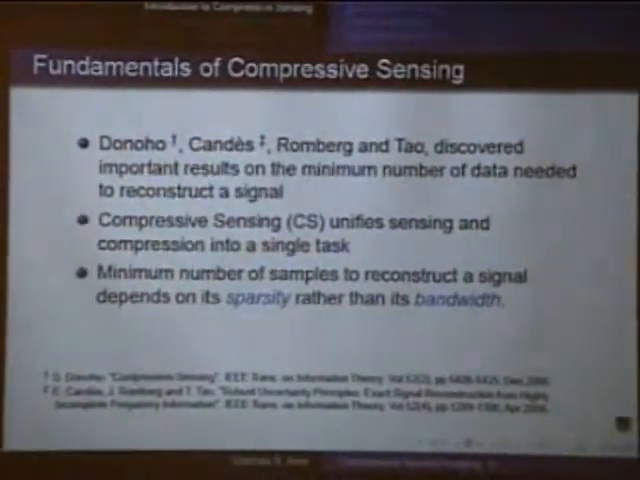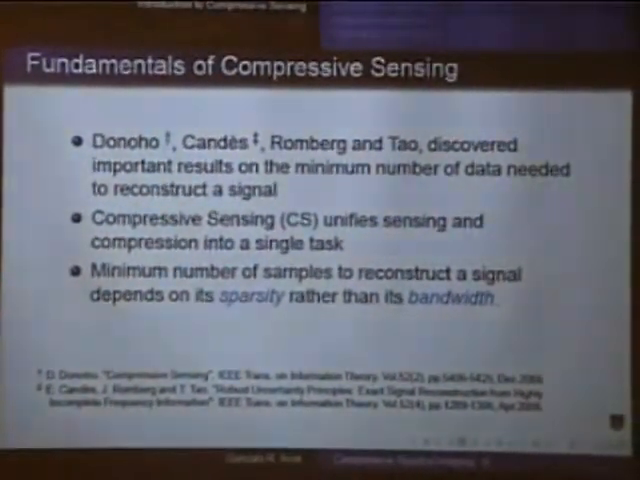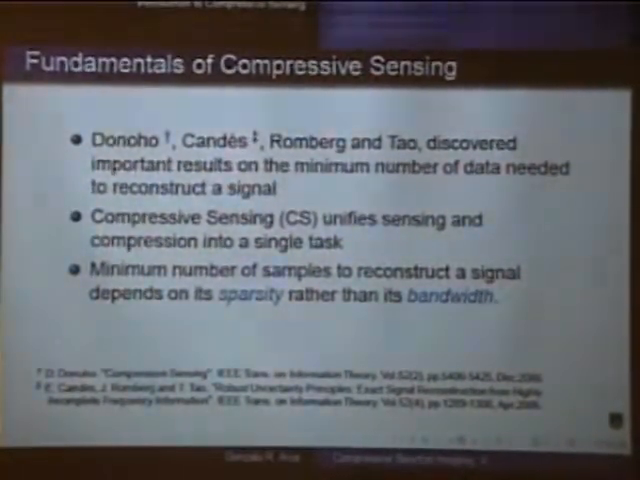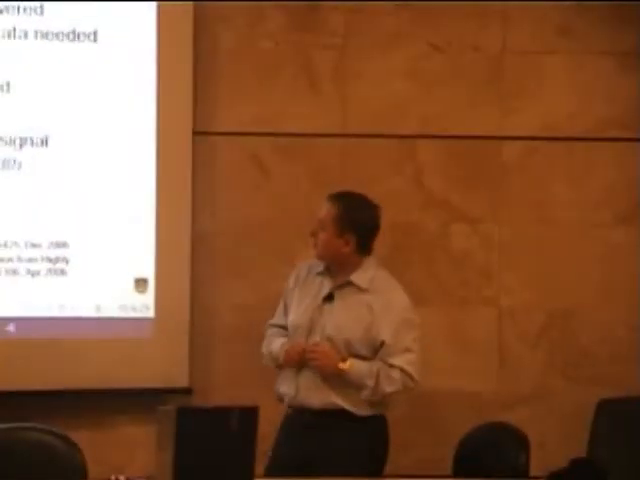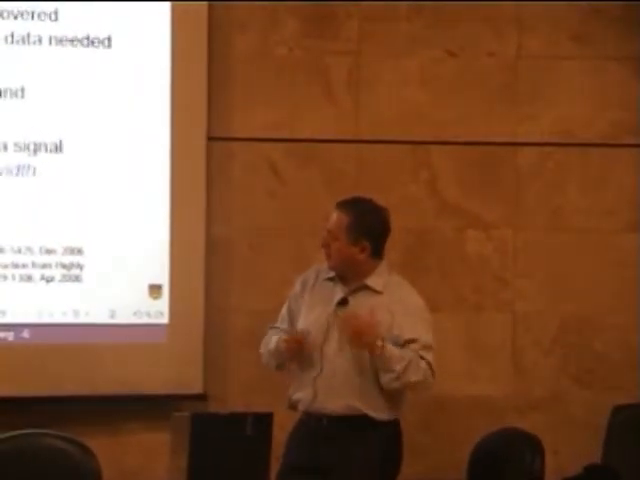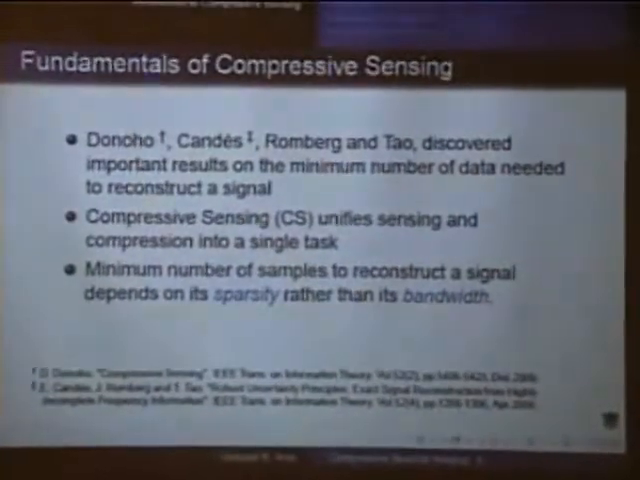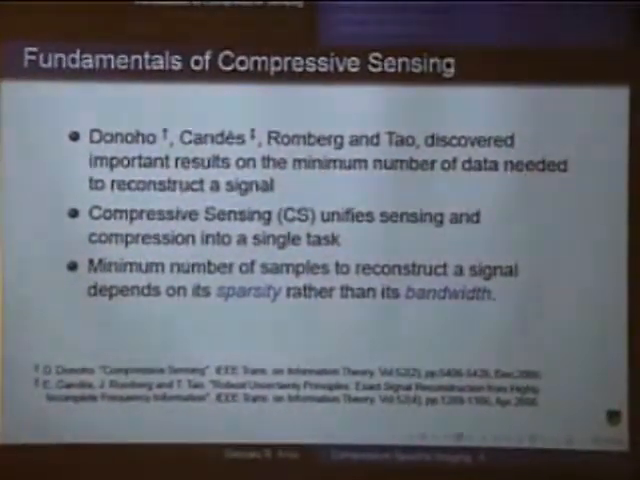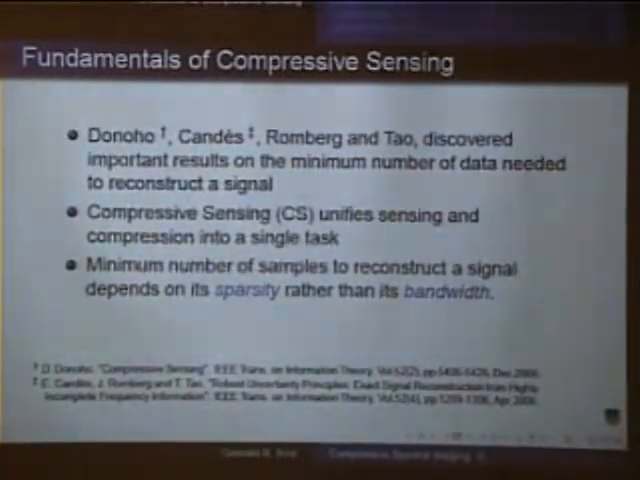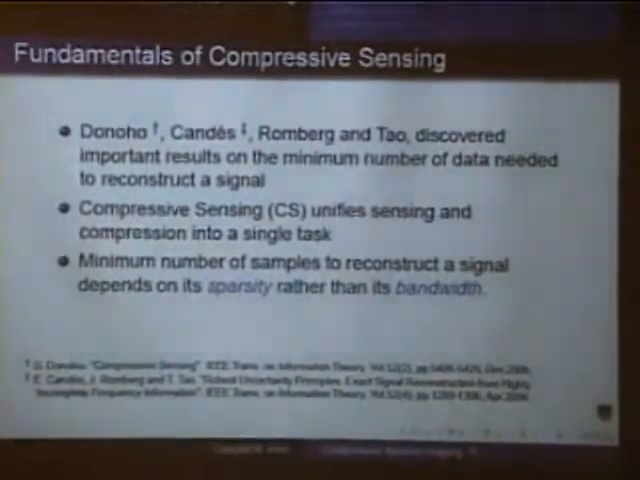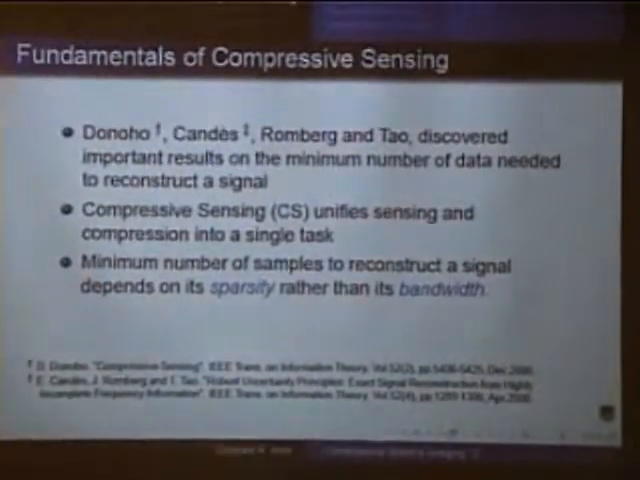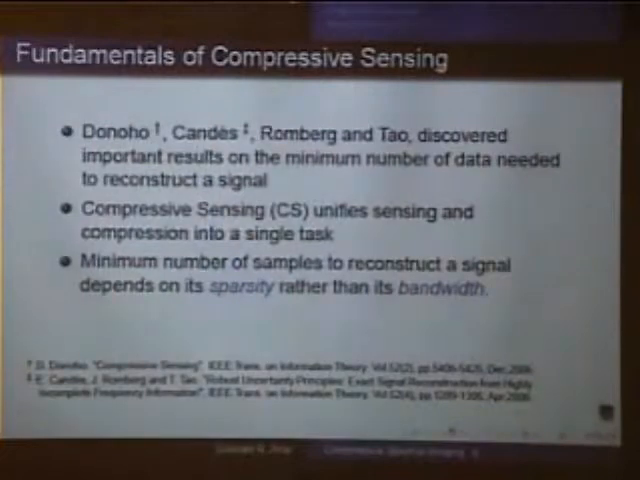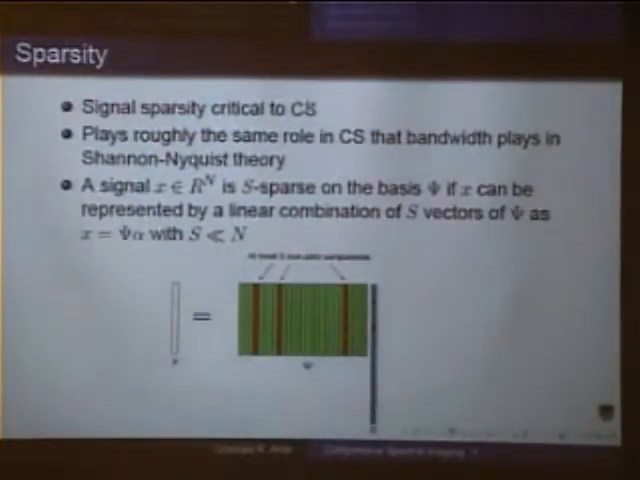Donoho, Candès, Romberg, and Tao are the researchers who discovered all of this area in compressive sensing. They revealed that the minimum number of samples to reconstruct a signal depends on its sparsity, not necessarily its bandwidth. So Nyquist had this idea that you have to sample at twice the bandwidth. Bandwidth was the key parameter there. Well, it turns out sparsity is the fundamental property of signals that determines how much you have to sample. So we will see how sparsity comes into play.